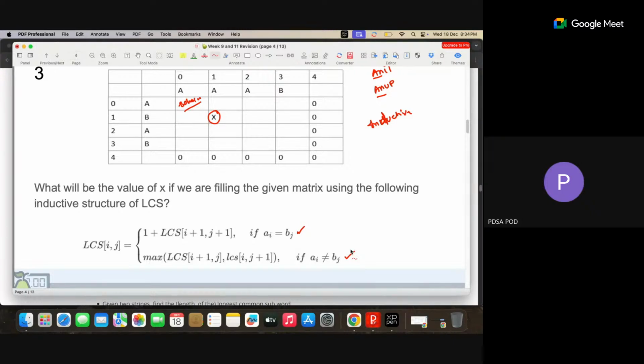Here they have clearly given how the matrix looks. The two strings given are A and B, and the second string is AB. We want to find the common subsequence. It is very clear that only A and B are matching, so the possibility is 2 only, but anyway, we'll try it.